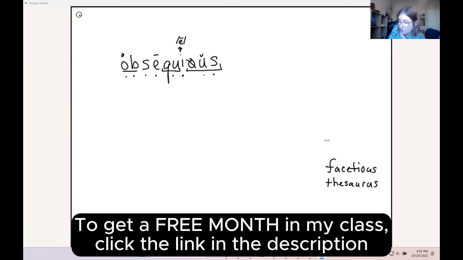Catherine, why is the E saying its short sound in thesaurus? It's just a rule breaker. I don't know, Beverly. A lot of times when you hear us at the end of words, it's going to be spelled O-U-S, like in this word.